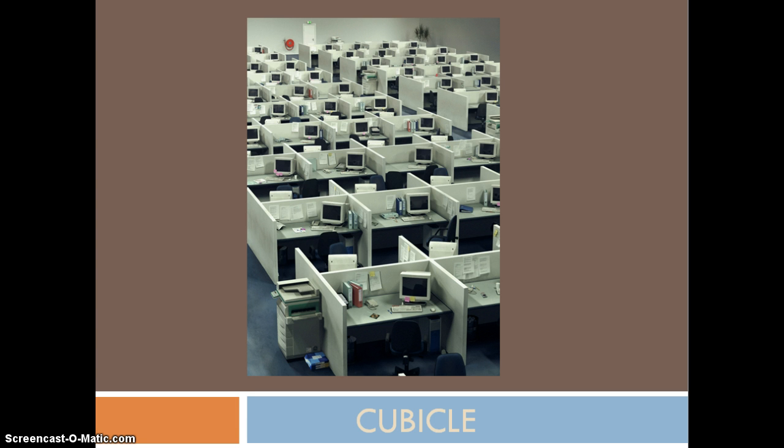Next one is cubicle, which is a pretty familiar word, I believe, from most people. This is a picture, obviously, of a bunch of cubicles in an office. It's a small room or a compartment, and it is a noun. The synonym, there's only one listed there, is hole in the wall. Antonym is auditorium, which obviously would be a large room.